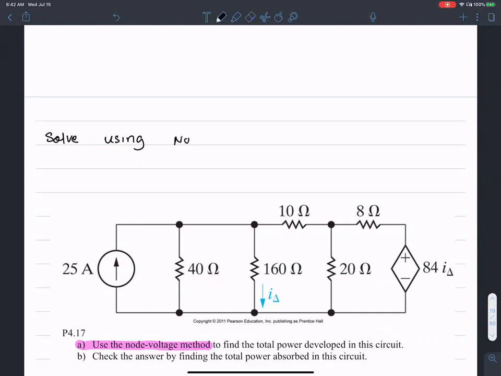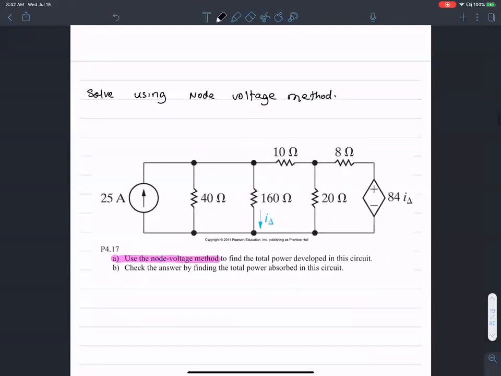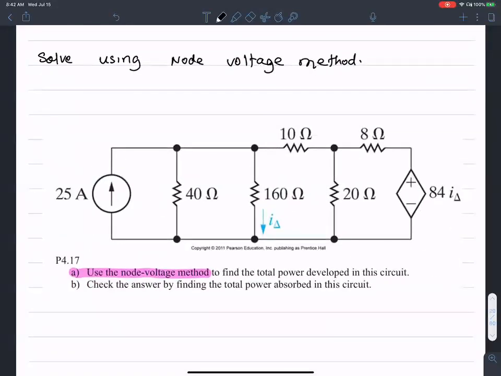Solve using the node voltage method, and see if you can find all the node voltages and all the currents. Once you do that, it's easy to find the total power developed. Look at the power developed in each of these sources, V times I, and the total power absorbed. If the total power developed equals the total power absorbed, then you know you have done the problem correctly.